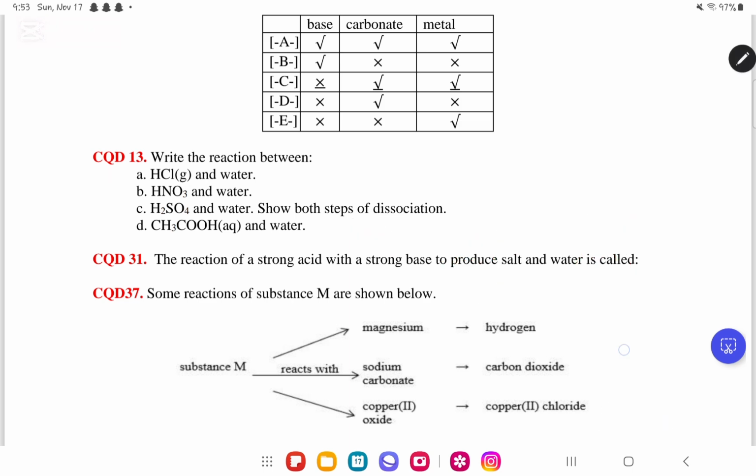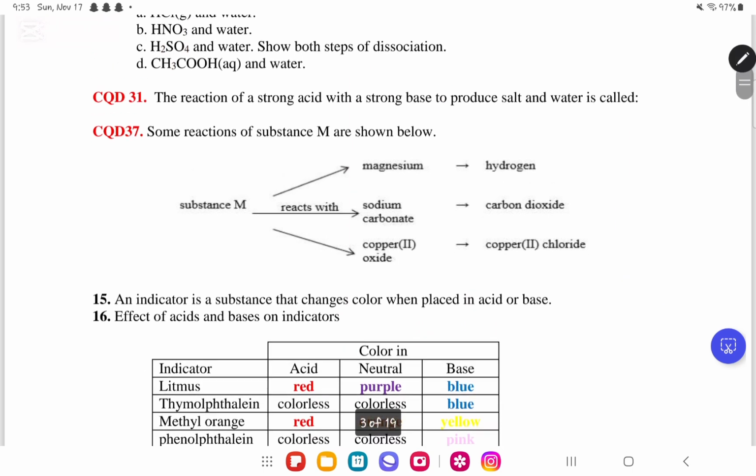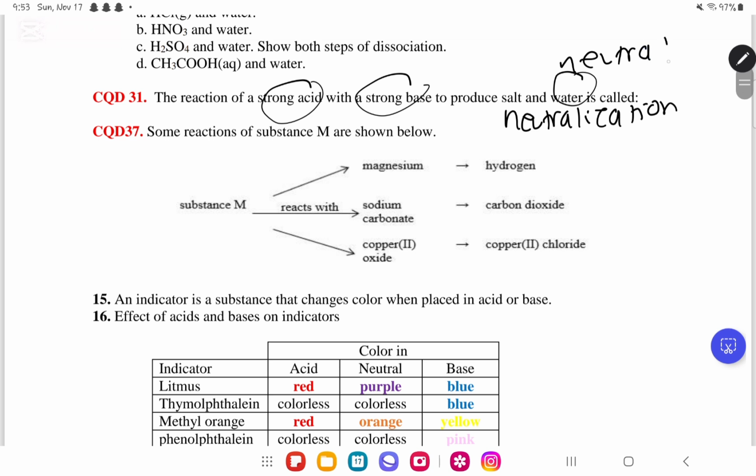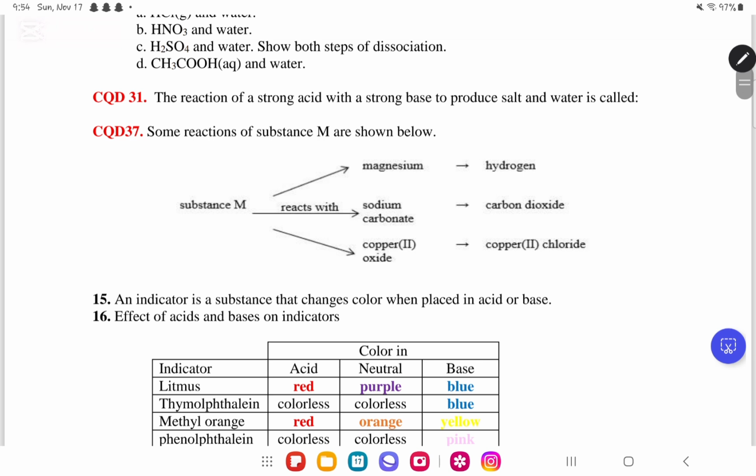Okay, now we move on to CQD number 31. The reaction of a strong acid with a strong base to produce salt and water is called neutralization, very simply. If you want to think of it like this, strong acid and strong base are totally opposite. So they will react with each other to form water, and water is neutral, so they neutralize each other, so we call it neutralization. Now, they told us some reactions of substance M are shown below.